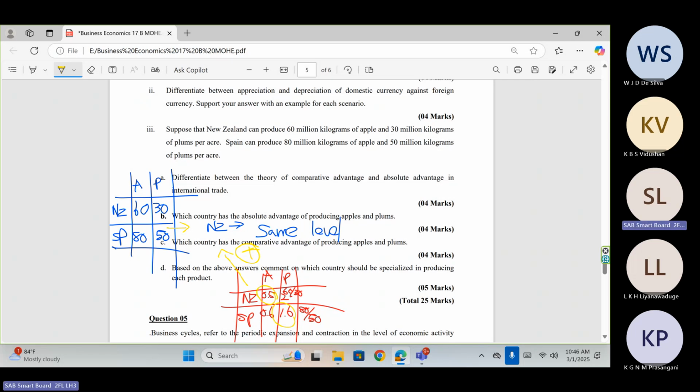Let's take New Zealand's plums. Opportunity cost of producing plums. The number of units you sacrifice divided by the number of units you decide to produce. Number of units you sacrifice divided by number of units you decide to produce.